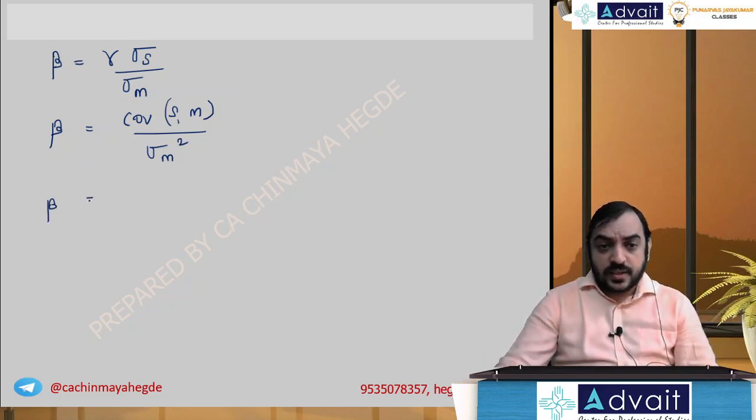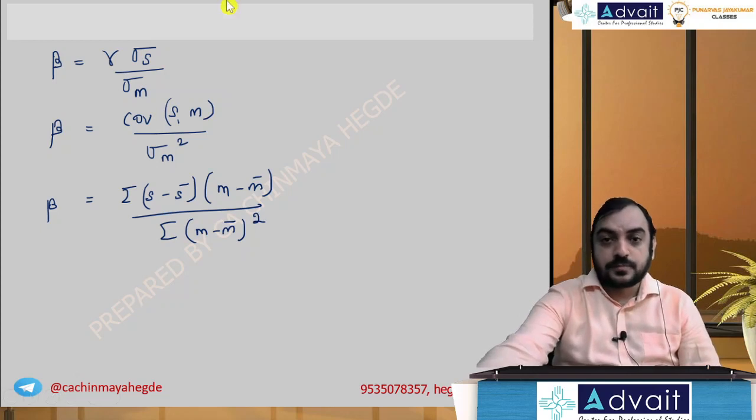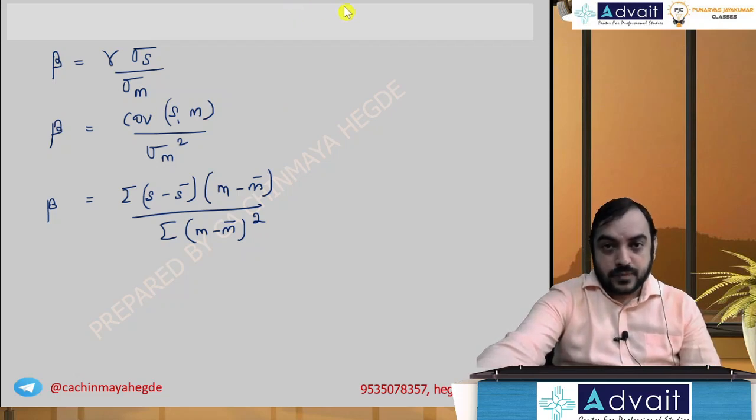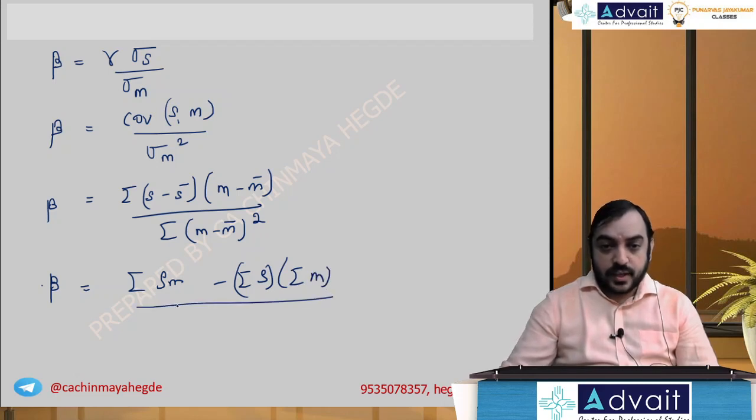Or you can also calculate it as summation of S minus S bar into M minus M bar, divided by summation of M minus M bar whole square. You can also do summation SM minus summation S into summation M, whole divided by N into summation M square minus summation M whole square.